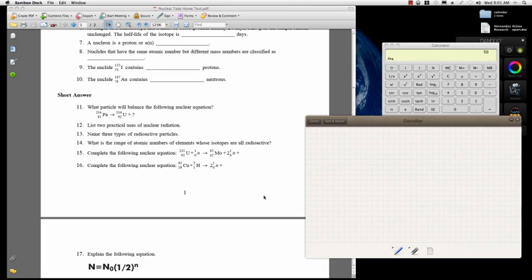Number 13, 3 types of radioactive particles. You could say alpha, beta, gamma particles. You could say protons or neutrons, okay? But basically I'm looking for alpha particles, beta particles, and gamma rays.